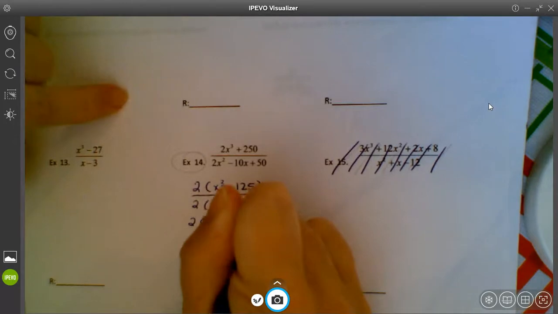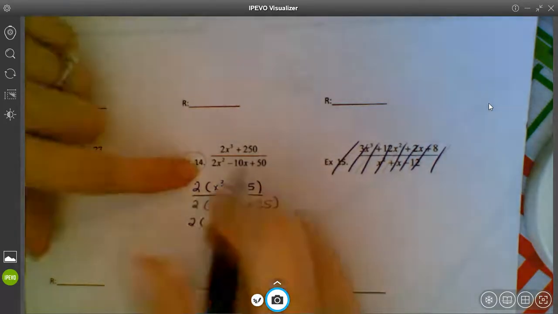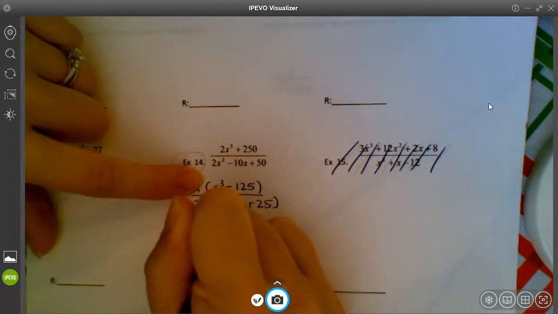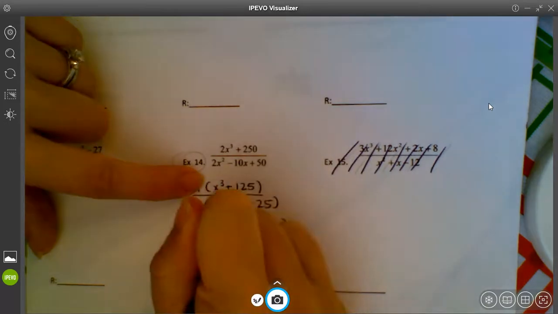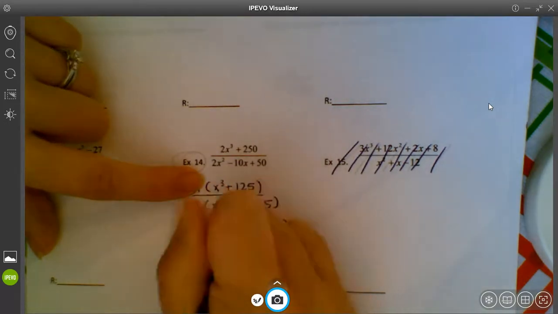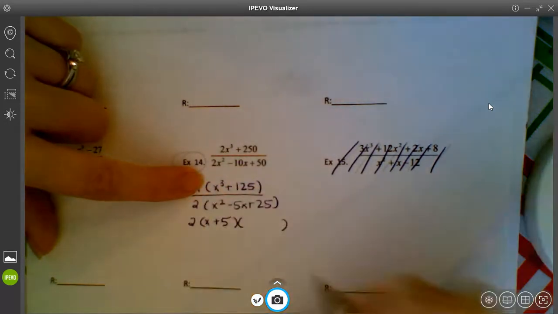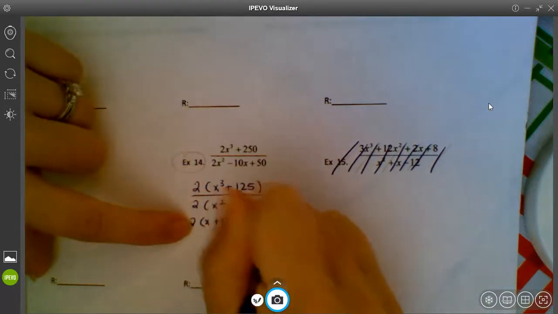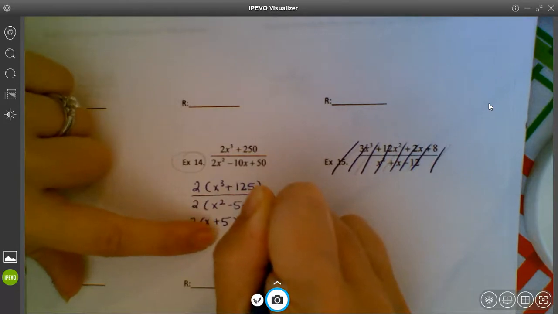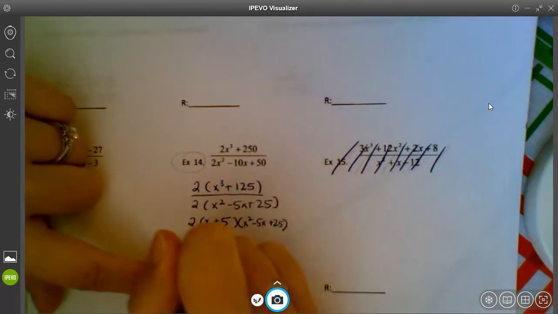So we talked about SOPs, remember? You take the perfect cube of the first, you take the perfect cube of the second, and then you square the first, take the opposite product of the two, and then square the second. So that's your top.